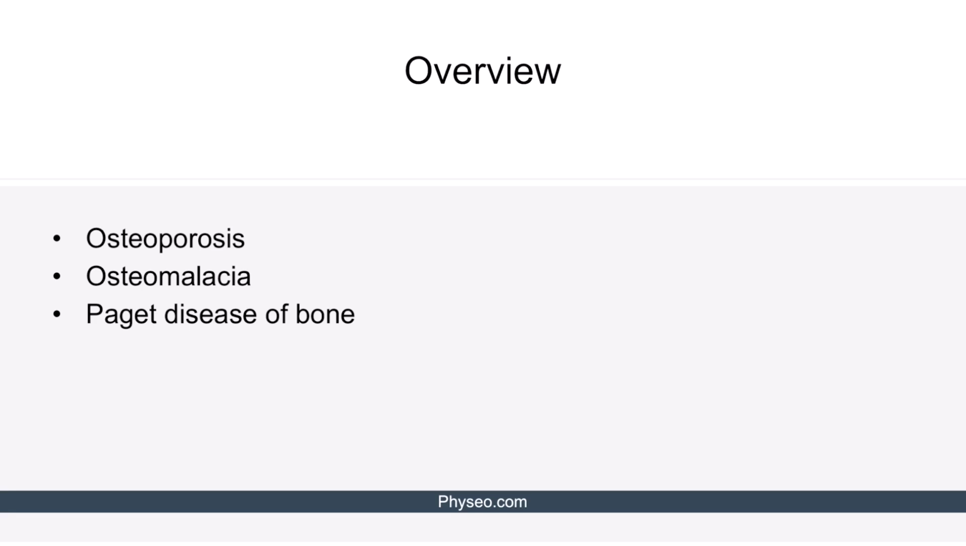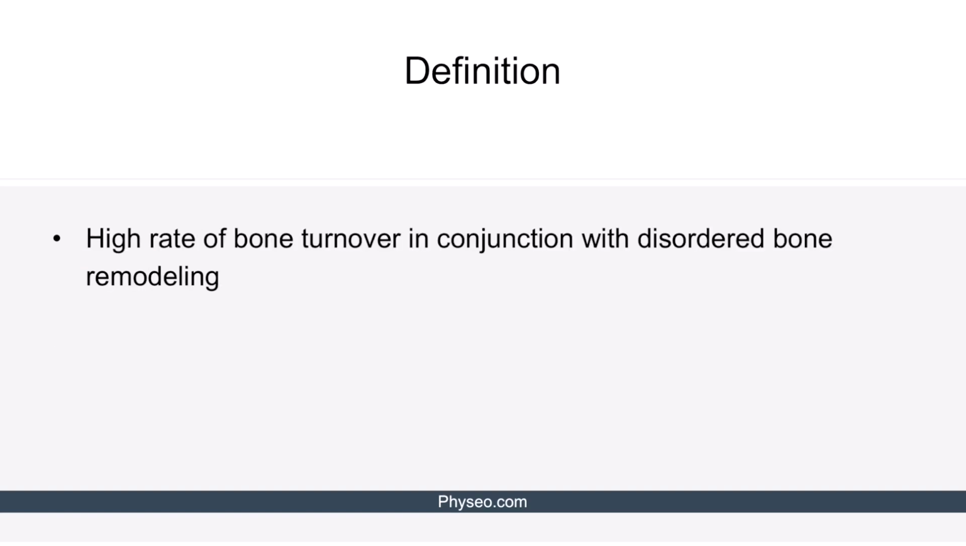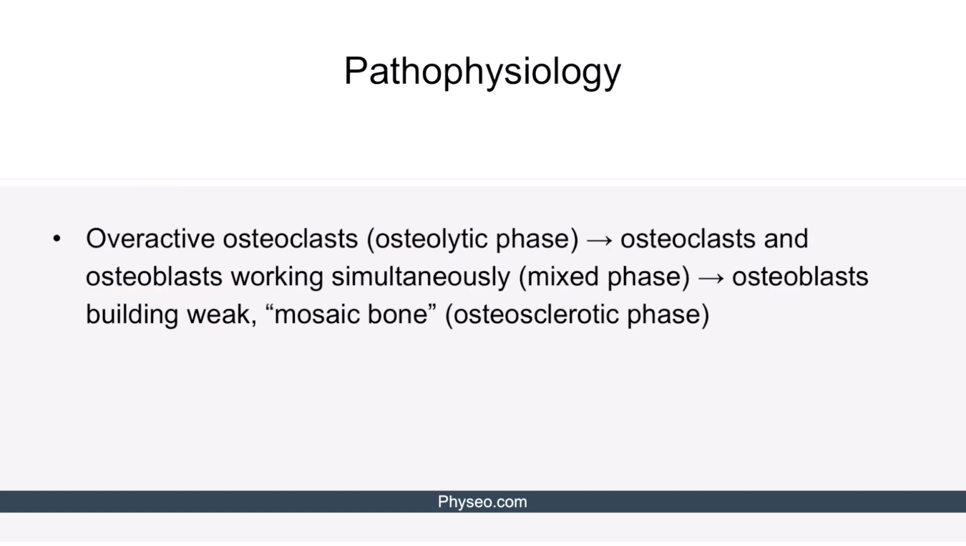We'll round out this lecture by discussing Paget's disease of the bone. And here's a reminder of the concepts we'll cover. So we're going to start with the definition of Paget disease. Paget disease of the bone is characterized by a high rate of bone turnover and subsequent disordered bone remodeling. The root of the problem is dysfunctional osteoclasts, which we'll highlight on the next slide. There are 3 phases that characterize this disease: the osteolytic phase, the mixed phase, and the osteosclerotic phase.